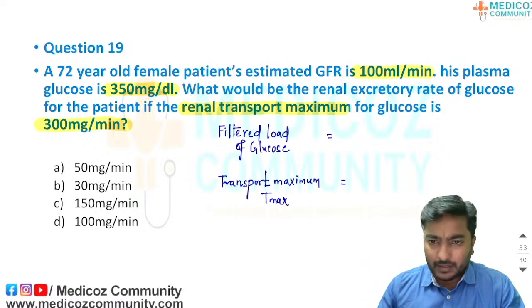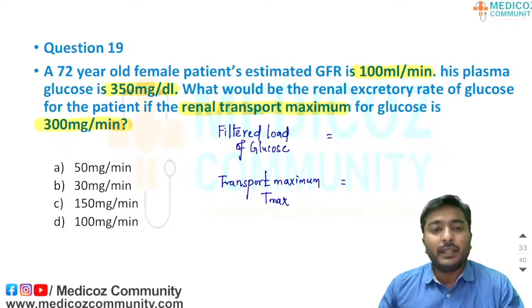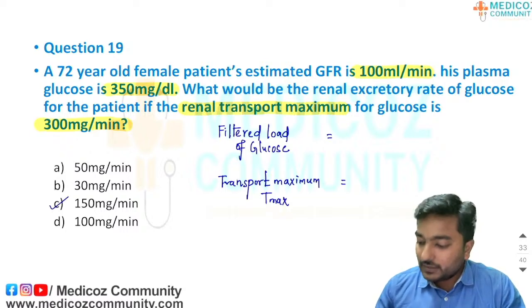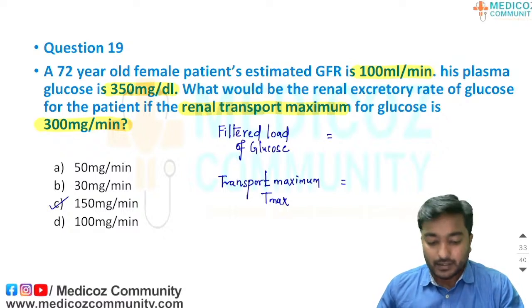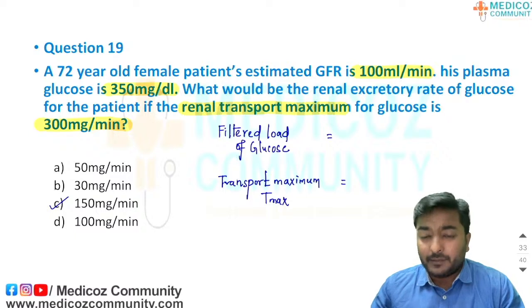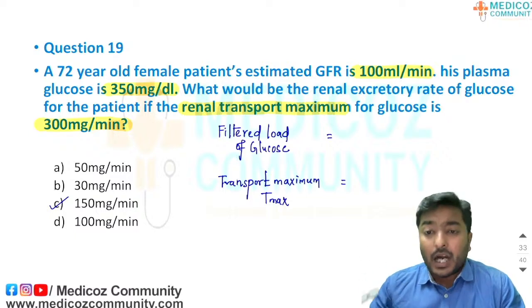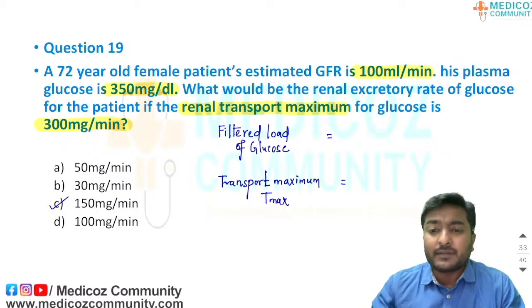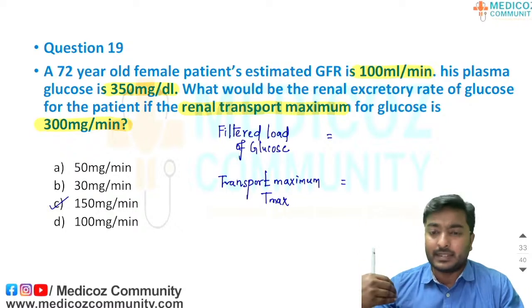Option A 50 milligram per minute, option B 30 milligram per minute, option C 150 milligram per minute, and option D 100 milligram per minute. What could be the option? Guess, guys. Okay, for calculating this question, we should first find how much glucose is filtered across the glomerulus.